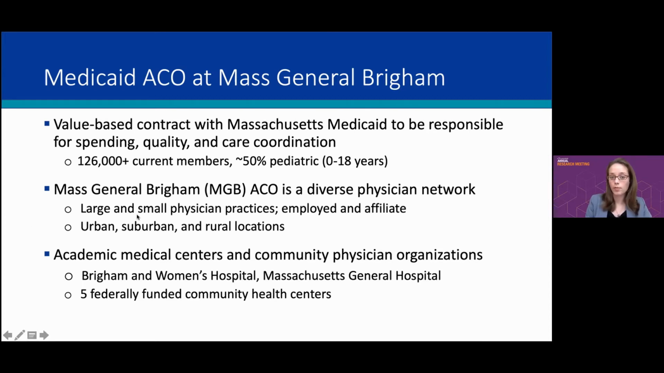So for some background, Mass General Brigham, or MGB, ACO has a varied and diverse physician network. We include both large and small physician practices who are both employed or affiliates of the system, and we are across the state of Massachusetts, so including both urban, suburban, and rural locations. The network has 2 academic medical centers as well as multiple community physician organizations. So that includes Brigham and Women's Hospital and Massachusetts General Hospital. And we also have 5 federally funded community health centers that are part of our system.